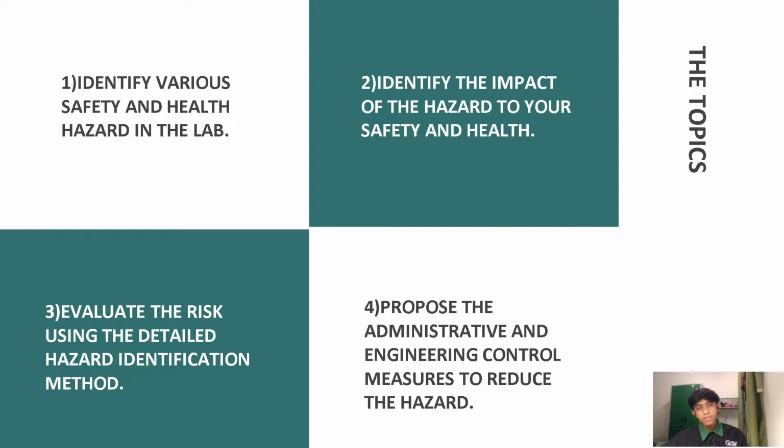There are four topics given to us. First, identify various safety and health hazards in the lab. Second, identify the impact of the hazard on your safety and health. Third, evaluate the risk using the detailed hazard identification method. And the last one is to propose administrative and engineering control measures to reduce the hazard.